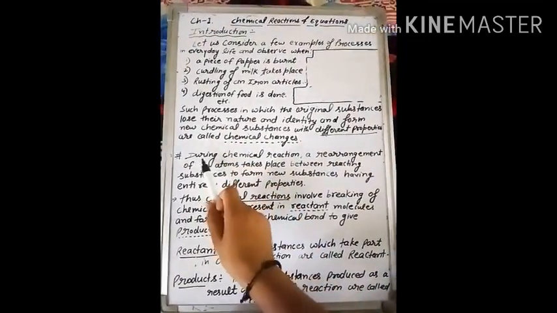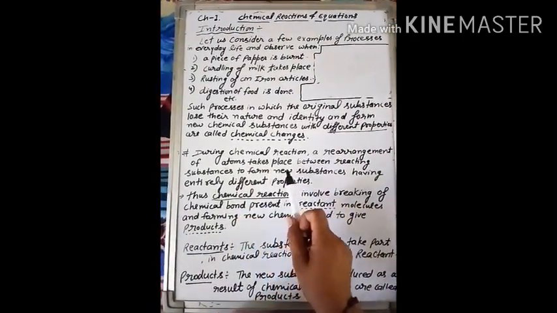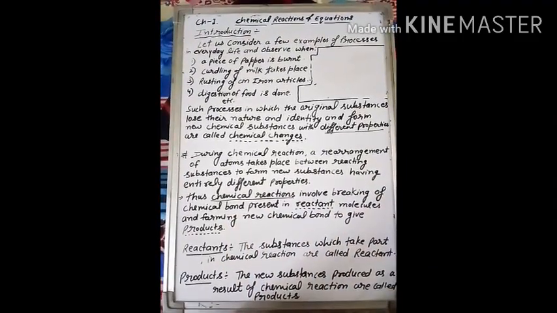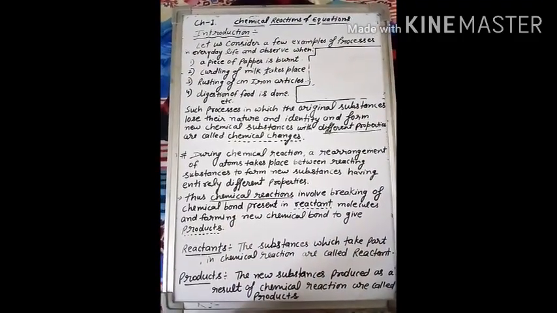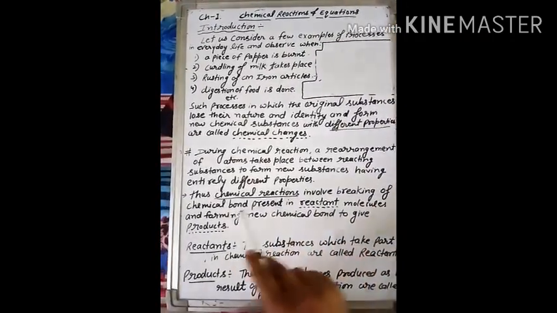Next, during a chemical reaction, a rearrangement of the atoms takes place between the reacting substances to form a new substance having entirely different properties. So we can say chemical reaction involves breaking of the chemical bond.